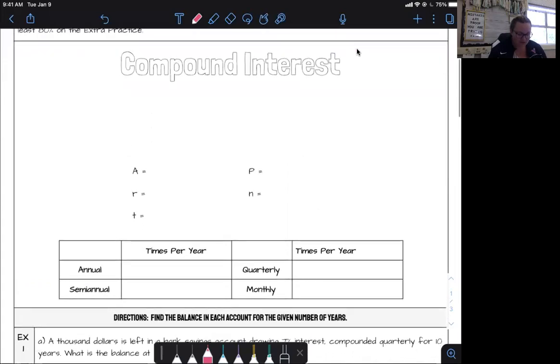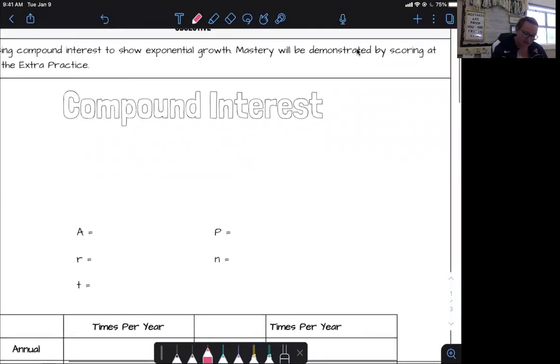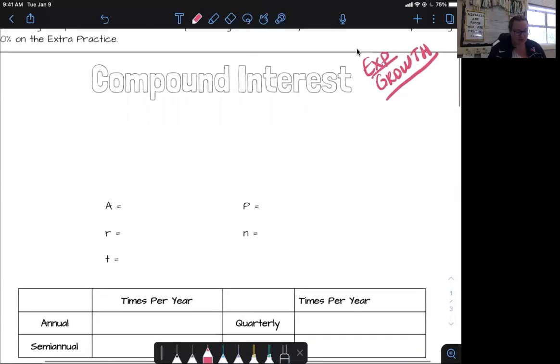So compound interest is a type of exponential growth. So we're still talking exponential equations. We're still talking exponential growth. Our variables will still be an exponent for these functions. So the compound interest equation that you're always going to use is A is equal to P times (1 plus r divided by n) to the n times t.